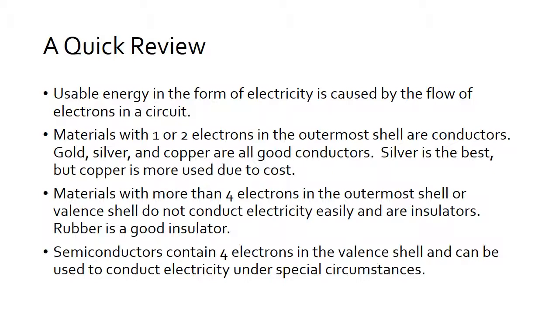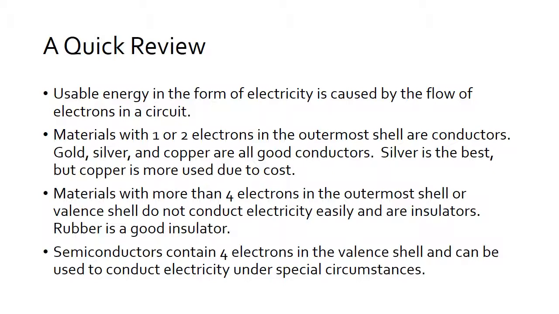We also talked about how materials that have more than 4 electrons in the outermost shell, or valence shell, are relatively stable in electrical terms, and they do not shed those electrons easily. So therefore they don't really conduct electricity easily. These materials are known as insulators, and rubber is an example. Rubber makes a good insulator. It's hard to get electricity to flow through rubber because of its characteristics at the atomic level.